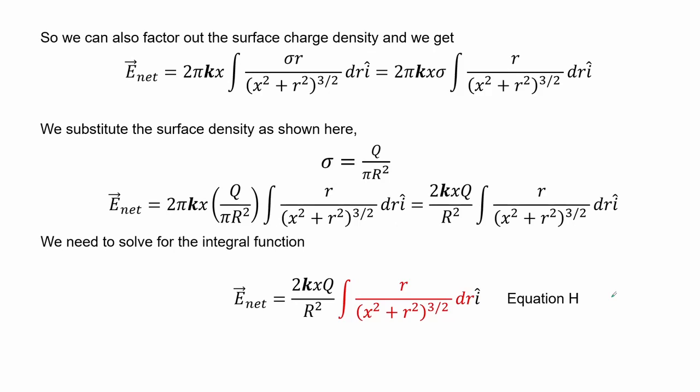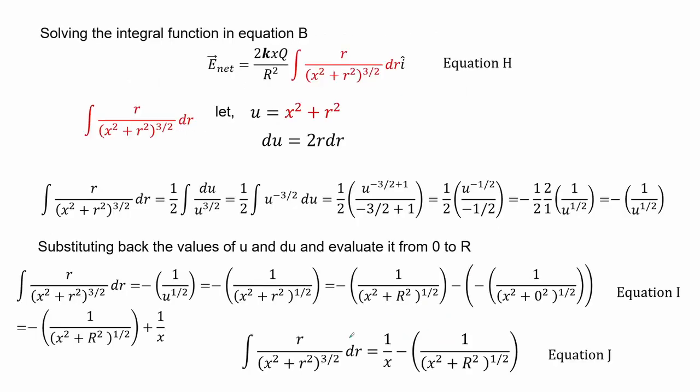We also factor out the surface charge density and further simplify it with incorporation of the surface charge density as the total charge Q and the total area of the disk. We then have the function H, where we need to solve the integral function. Considering the integral function and solving it, we also evaluate it from the total radius from 0 to r as shown in equation I. Finally, we have an expression for the integral function as shown in equation J.